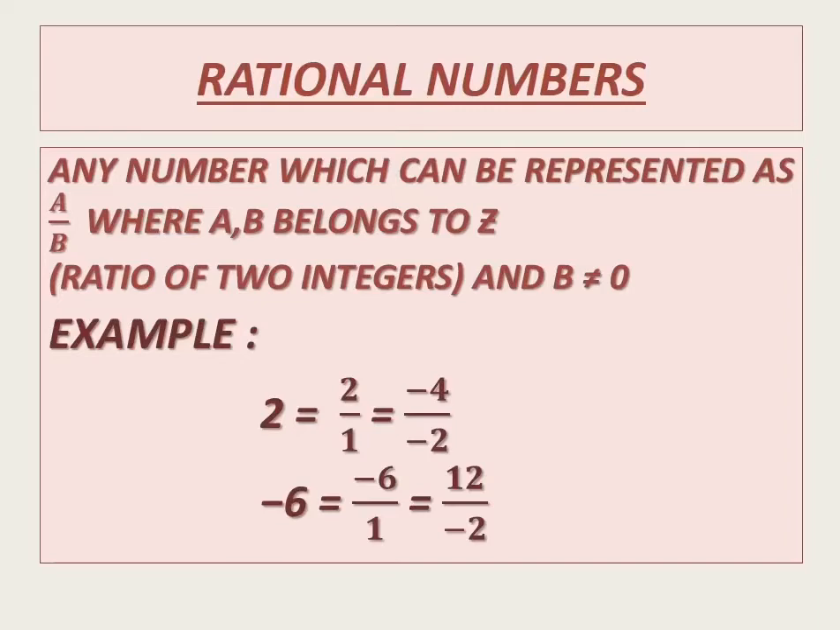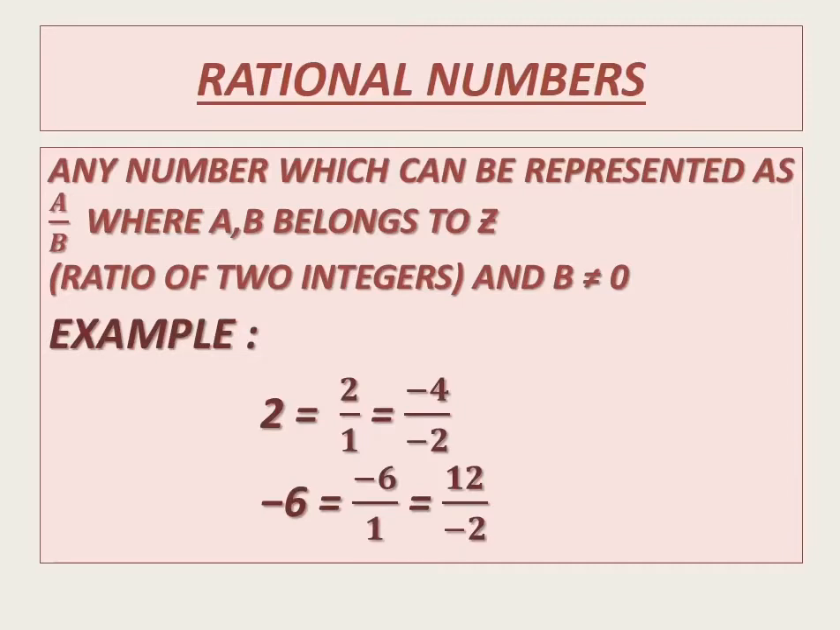It means all the integers are also rational numbers, right? Yes, all the integers are also rational numbers. For example, 2. As you know guys, 2 is an integer. So how is it a rational number? Because 2 can be written in the form of a ratio. How? In this way. We can write 2 as 2 over 1, right? We can write 2 as -4 over -2, because this ratio of two integers is also equal to 2, which is an integer, right?